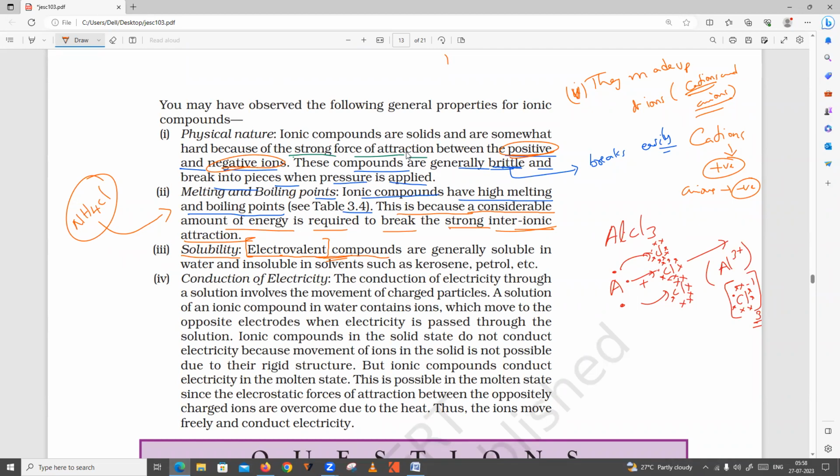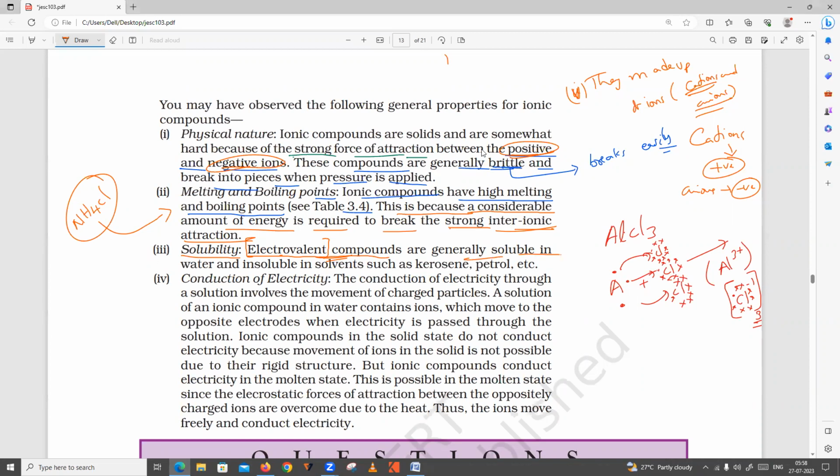Electrovalent compounds. By learning the book only you can know. As I already said, from the beginning I am saying everywhere that an ionic bond means an electrovalent bond, and an ionic compound we can call an electrovalent compound. Okay, that is what you have to remember.